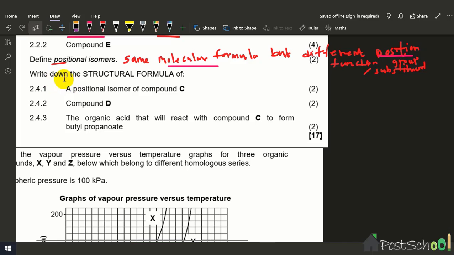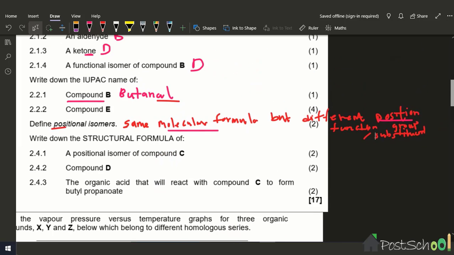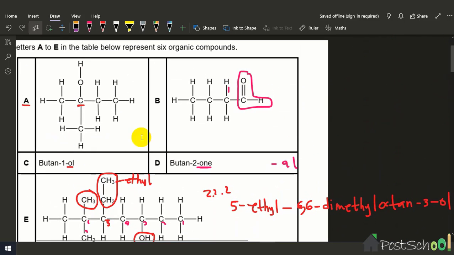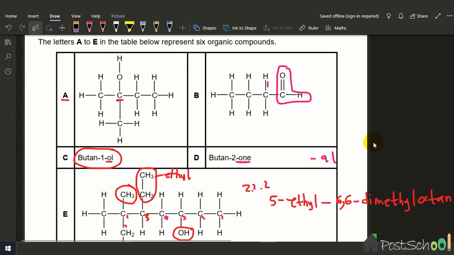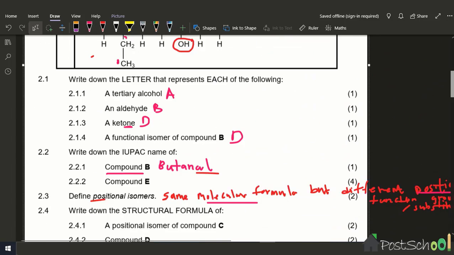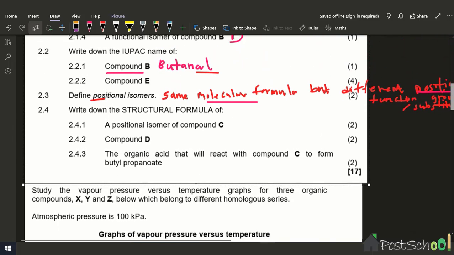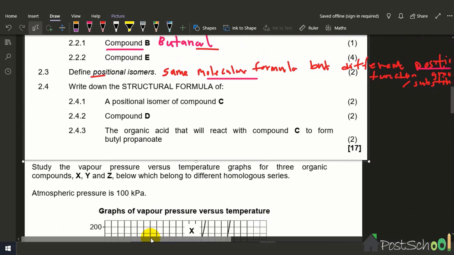Write down the structural formula of a positional isomer of compound C. Compound C, this one. So we change the position of the functional group. Same molecular formula but different position of the functional group.